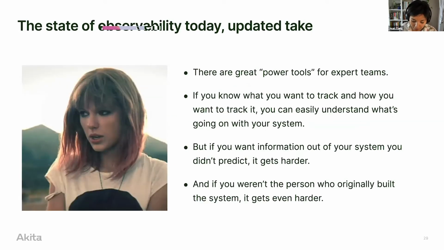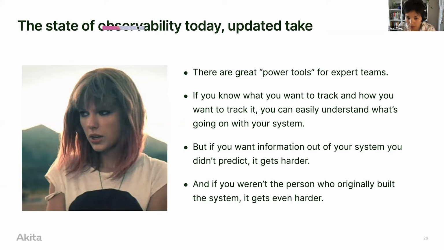So my updated take on the state of observability today is that there are great power tools for expert teams. If you have a team that knows what the software is supposed to do, knows what you want your performance to be, where you don't want errors, then you know what you want to track and how you want to track it. Then these tools give you a great way to insert logging where you want it, all that kind of thing. But if you want information out of your system you didn't predict, and someone didn't think to log in certain places or didn't think to make a dashboard, our team comes upon this all the time, actually. We're a 5-person team.